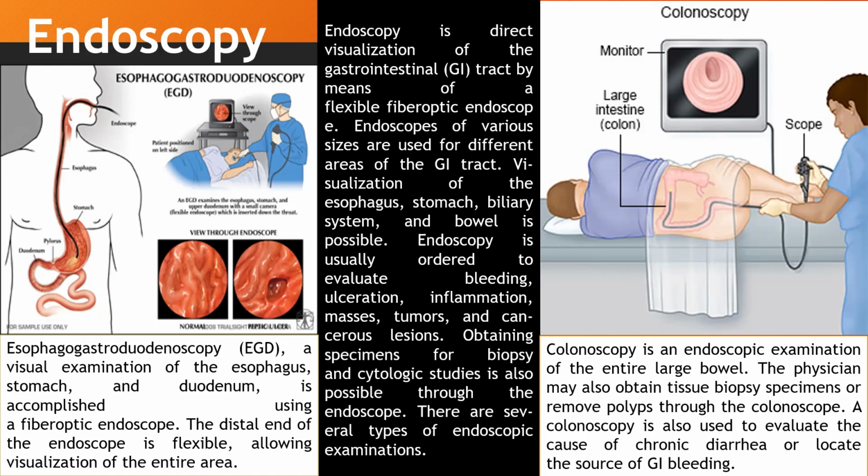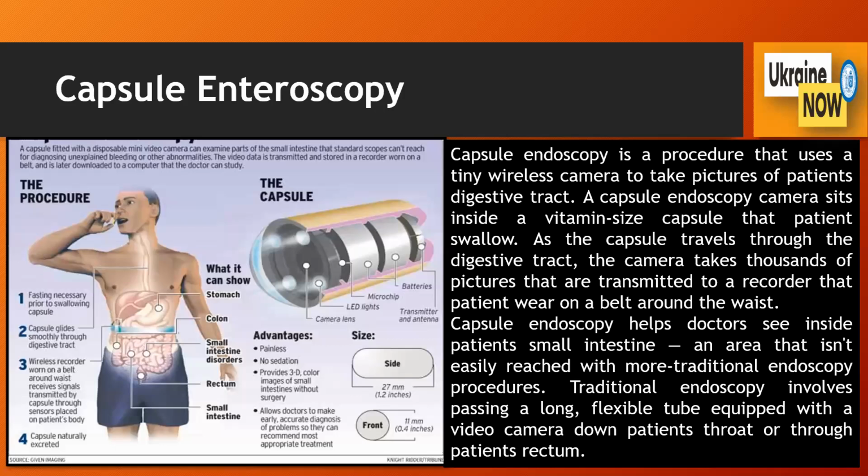Esophagogastroduodenoscopy is a visual examination of the esophagus, stomach, and duodenum, and colonoscopy is an endoscopic examination of the entire large bowel. The physician may also obtain tissue biopsy specimens or remove polyps through the endoscope. A colonoscopy is also used to evaluate the cause of chronic diarrhea or locate the source of gastrointestinal bleeding.